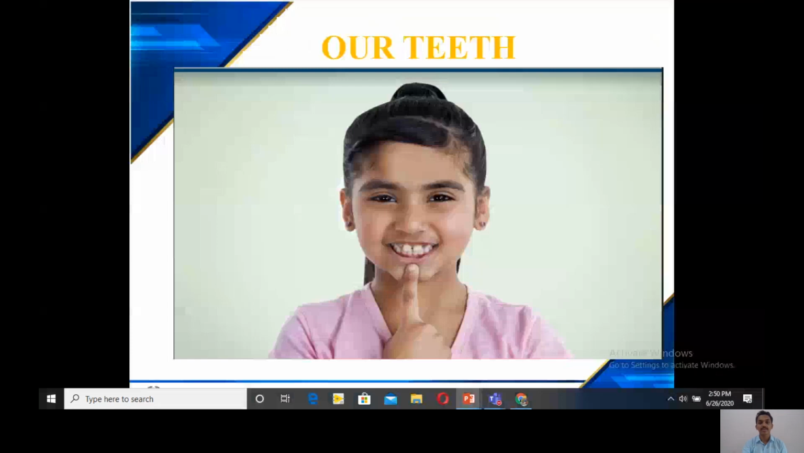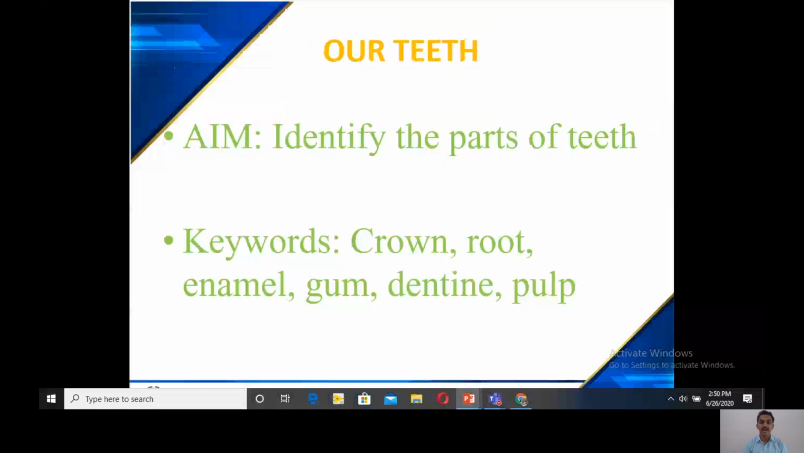So this is our new block, our teeth. The aim of today's class is to identify the parts of teeth. What's our aim? To identify the parts of teeth. The key words you are going to learn in this class are crown, root, enamel, gum, dentine and pulp.